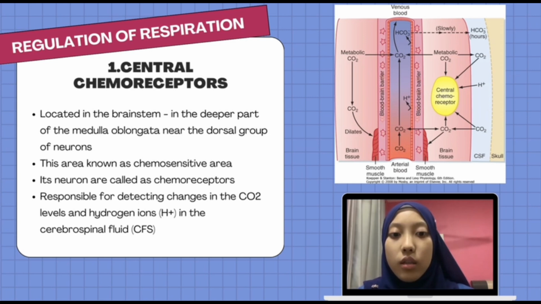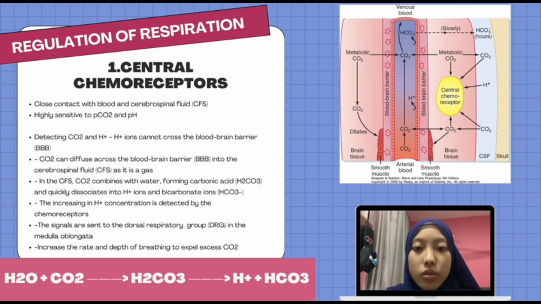This one is central chemoreceptors, which are sensory neurons located in the brainstem, specifically in the deeper part of the medulla oblongata near the dorsal group of neurons. They are part of a chemosensitive area responsible for detecting changes in the levels of carbon dioxide and hydrogen ions in the cerebrospinal fluid. So, hydrogen ions cannot cross the blood-brain barrier. However, carbon dioxide can diffuse freely across the blood-brain barrier because it is a gas.